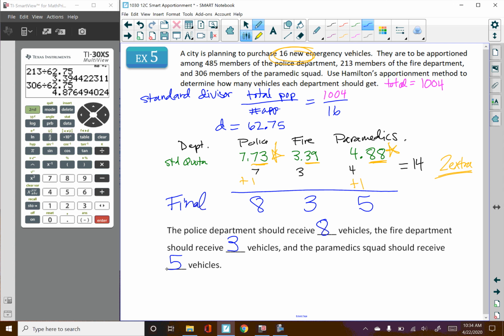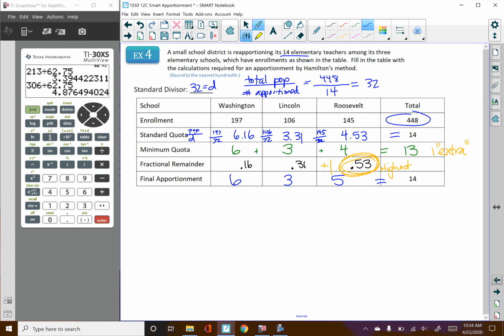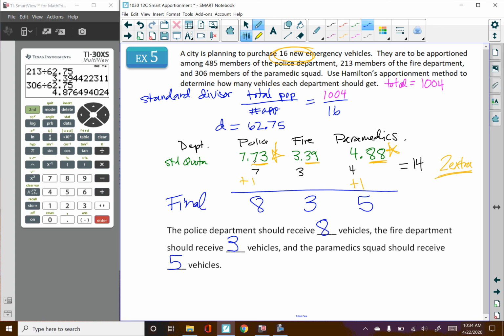So you can see, like on my first table, I had a lot more columns and I sort of formally thought it out a little more. You can just look at those decimal parts. Just make sure you distribute the extras one at a time, starting at the highest decimal remainder and then working down from there until you've apportioned all the extras.